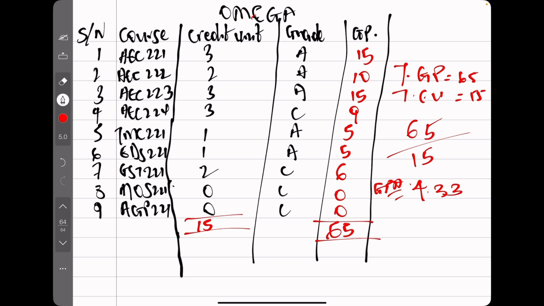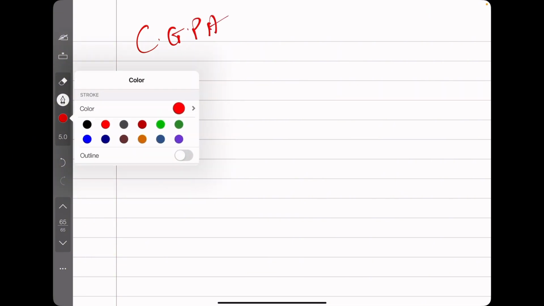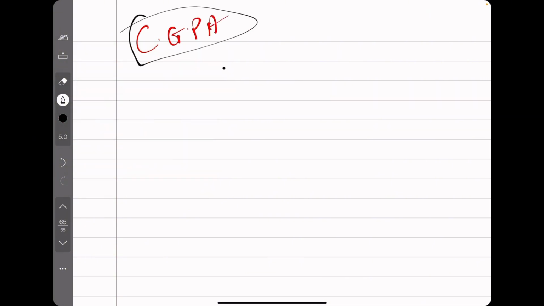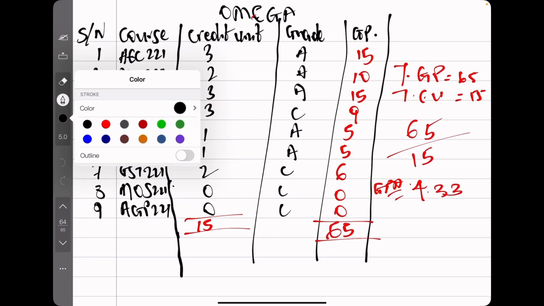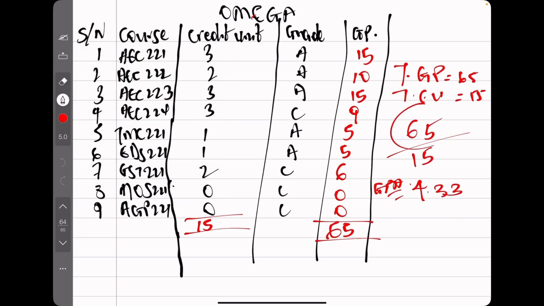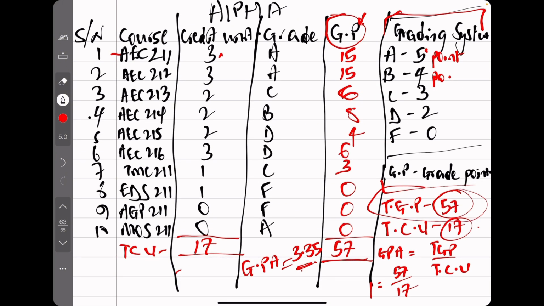So after this now, for CGPA. Let me change the color of the pen to black. So for CGPA now, CGPA is the total TGP, that's total grade points, that's what we got here. Let me change the color. That's this for alpha semester and omega. That's the addition of this and this. That's TGP for alpha, 57.